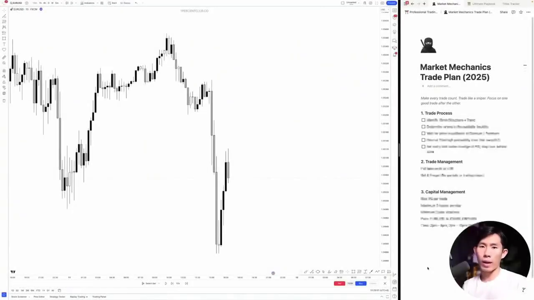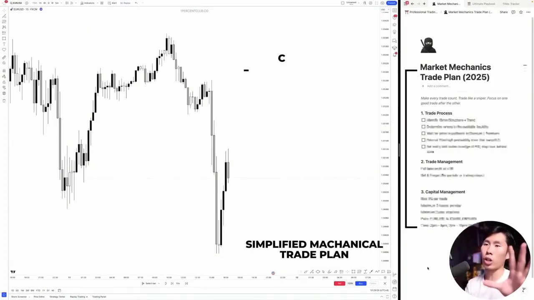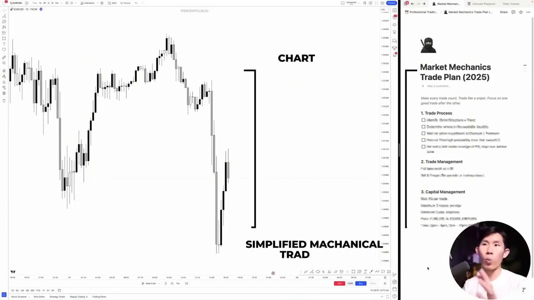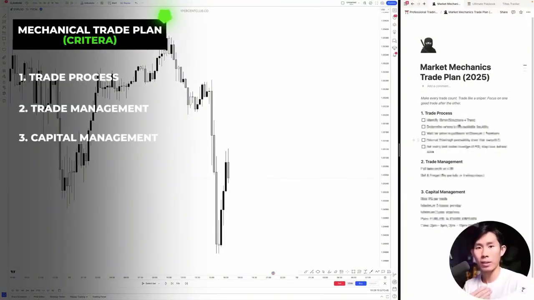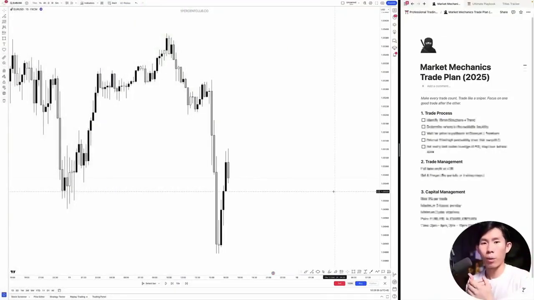So what we have on the screen right now is the simplified mechanical trade plan on the right hand side and the charts on the left hand side. Usually when I'm marking on my charts, I'm going to have the trade plan open right next to my chart so that I can just refer to it and ensure that I go through the checklist inside the trade plan itself, right? And if there's a trade that meets the criteria, I'll take the trade. And if there's no opportunities, then I'll just stay out of the market.